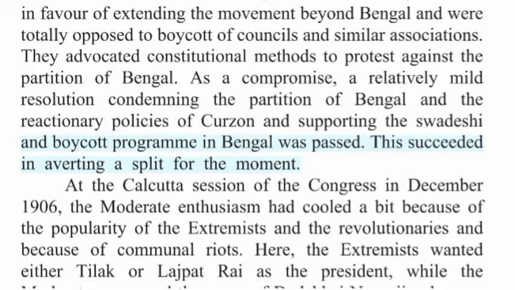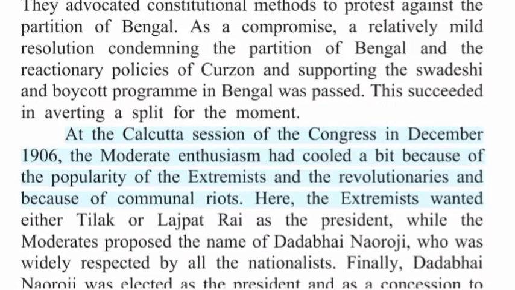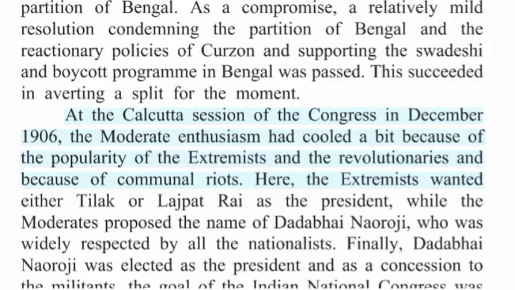At the Calcutta session of the Congress in December 1906, the moderate enthusiasm had cooled a bit because of the popularity of the extremists and the revolutionaries and because of communal riots. Here, the extremists wanted either Tilak or Lajpat Rai as the president, while the moderates proposed the name of Dadabhai Nauroji, who was widely respected by all the nationalists.